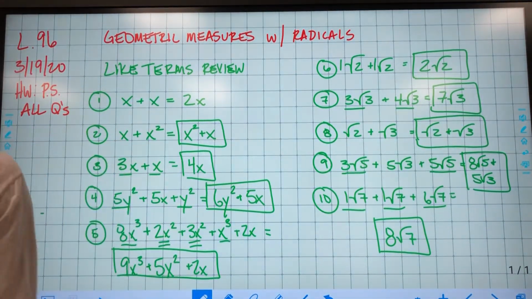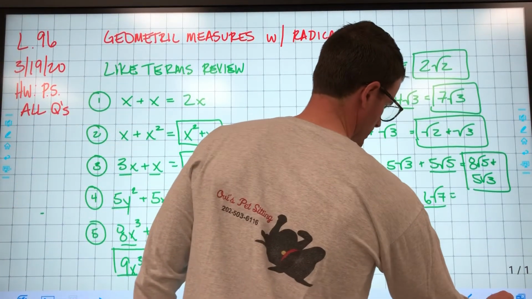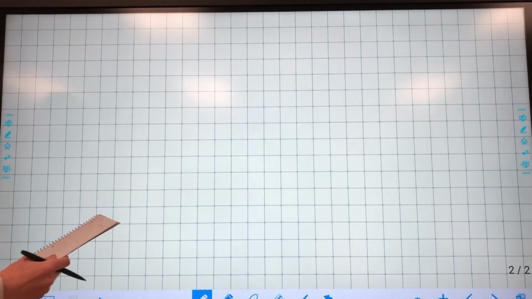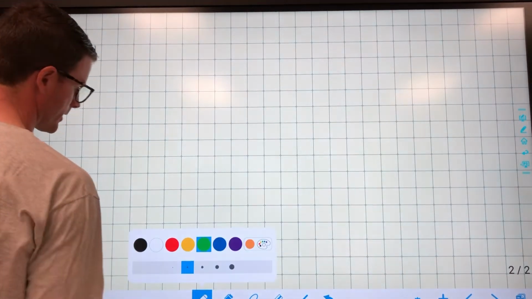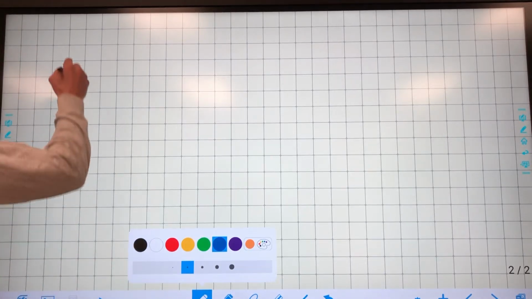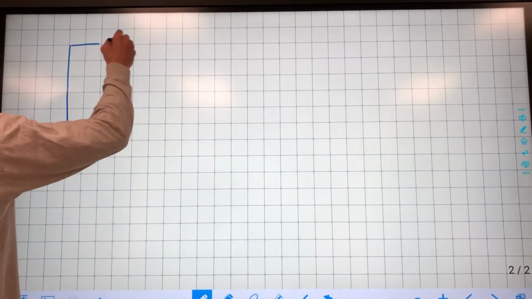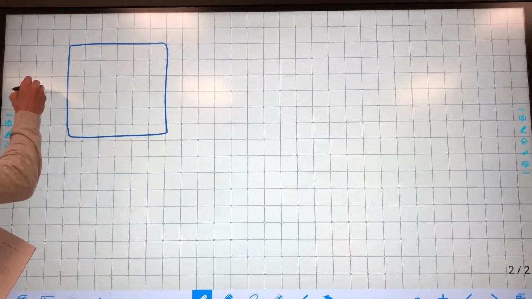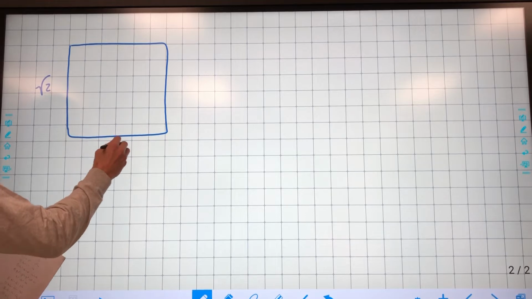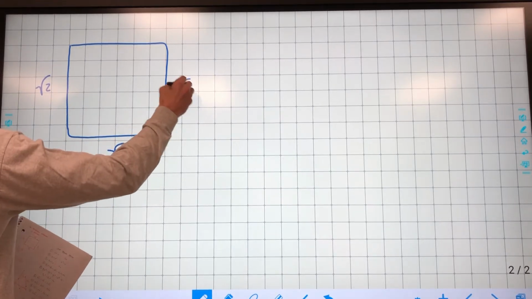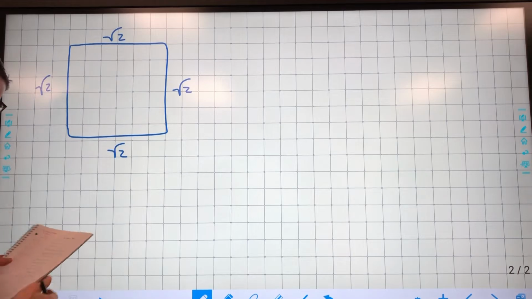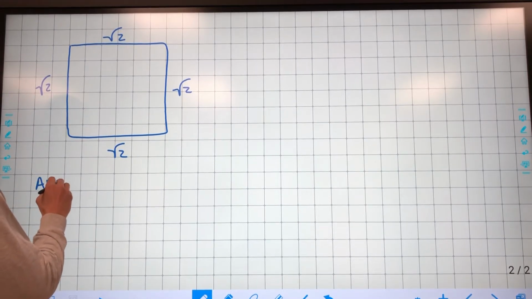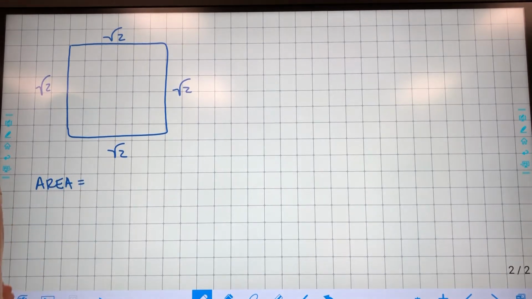All right, so let's look at a couple of problems that they're going to throw at you. The first one is they're going to give you shapes and ask you to find the area and perimeter. So if I have a square whose sides are all root 2, they're going to ask for both the area, what is the area, and what is the perimeter?